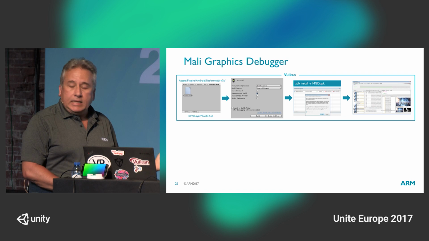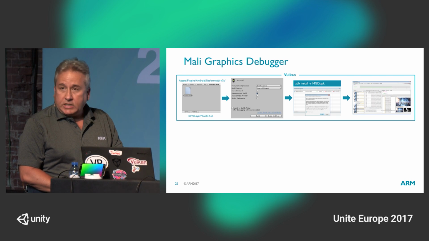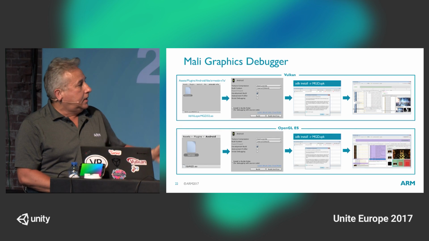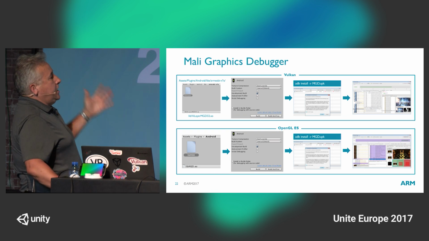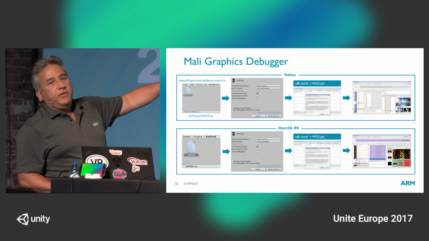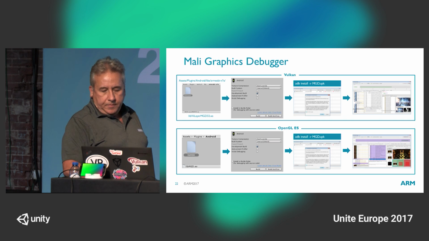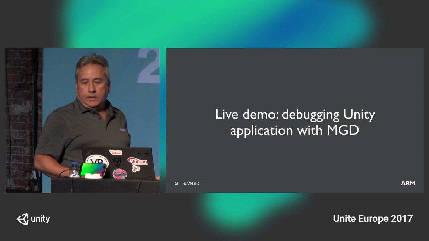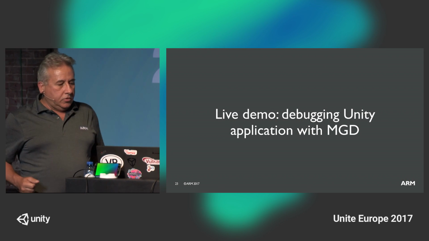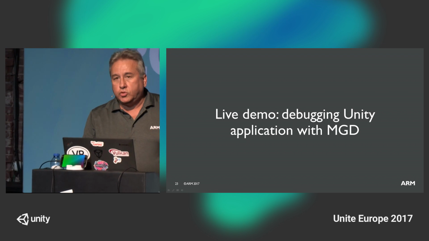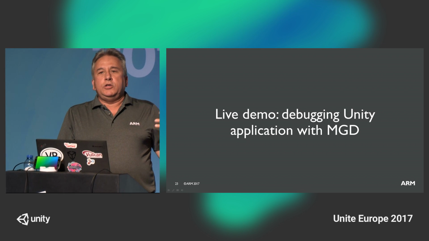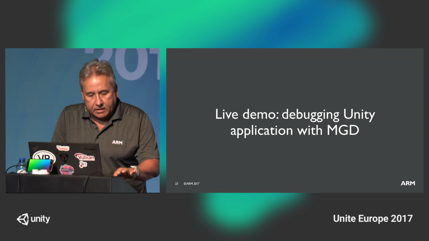For OpenGL ES, the process is as simple as for Vulkan, and it's very similar. It's just that we need to place the library in a different folder. So now I would like to show you a live demo of how simple it is to build applications in Unity with full support for Mali Graphics Debugger.